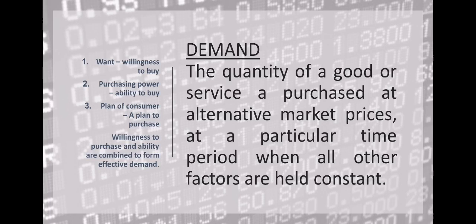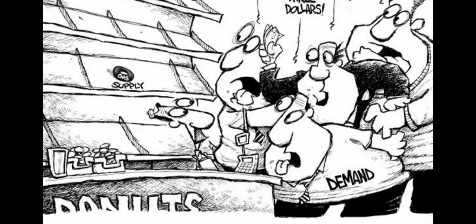What this simply means is the quantity of a good which is purchased at a certain price at a certain time. So when there's want, that is the willingness to buy something, the purchasing power or the ability to buy something, along with the plan of the consumer, that is a plan to purchase, demand is satisfied. What basically that means is when there's the willingness and the ability to buy something, it is known as effective demand. That demand is complete.